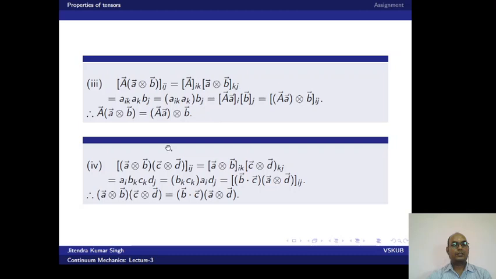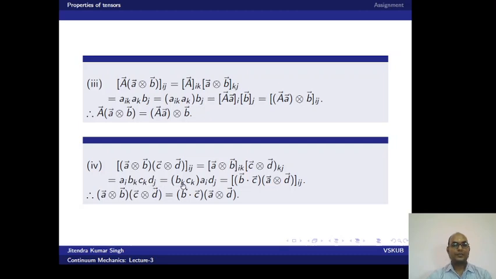Now the last result we are going to discuss. The tensor product of two vectors AB, its product with the tensor product of two vectors CD. This is a second order tensor, and this is also a second order tensor. So their product is again a second order tensor. Its ij component is equal to the ik component of the tensor product of AB and the kj component of the tensor product of vectors C and D. The ik component you can write as AiBk, and the kj component of the tensor product of C and D you can write as CkDj.